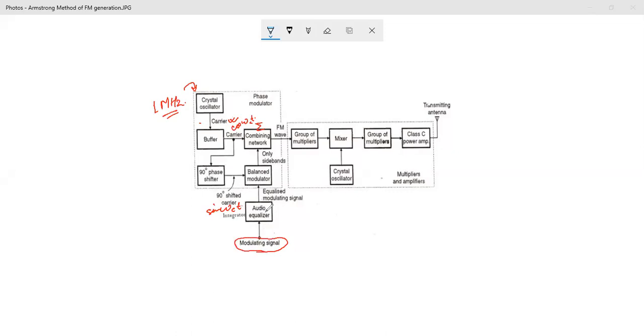This audio equalizer is stabilizing that modulating signal. So this audio equalizer is also termed as the integrator. We already know that if we have a phase modulator, and an integrator is also added to that phase modulator, in that case, FM will be generated.